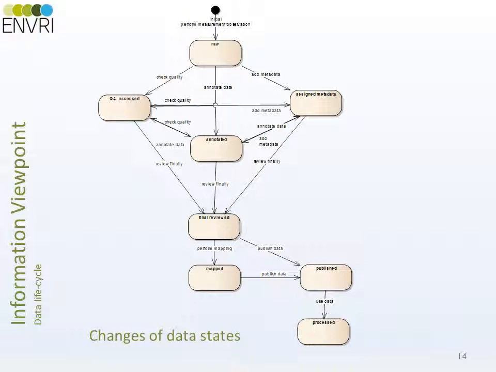The data become mapped whenever they are mapped to a certain conceptual model. The data get published when they are presented to the outside world. And lastly, the data are considered to be processed when they have undergone any processing operation such as evaluation or transformation.